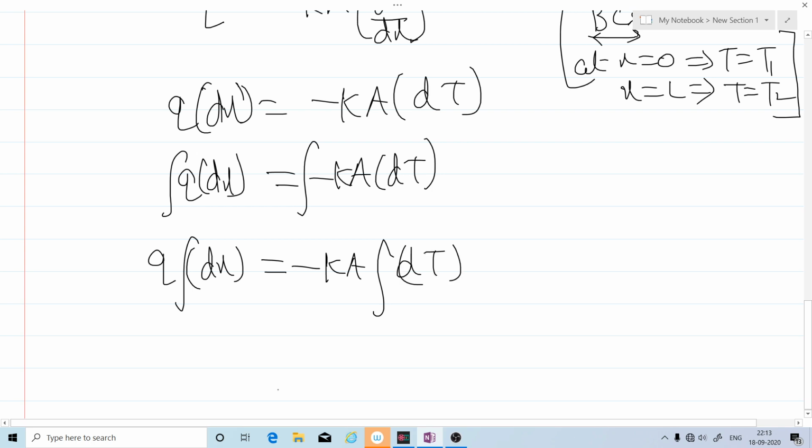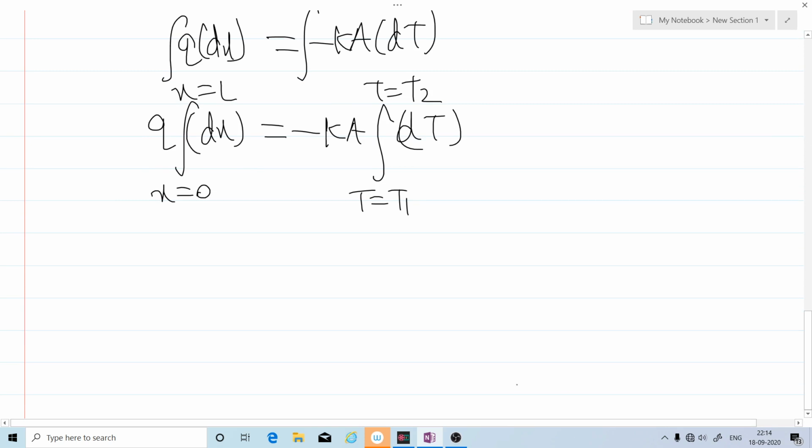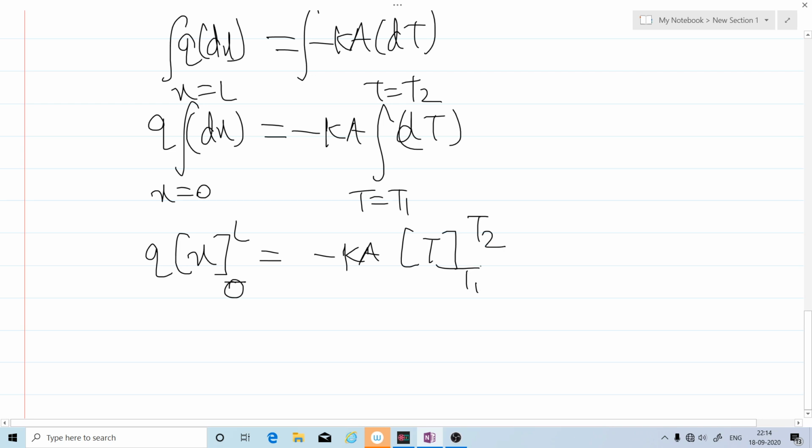Now, looking at the boundary conditions. What are the boundary conditions of x? x is varying from x equals 0 to x equals L. Similarly, for temperature, temperature is varying from T1 to T2. Now, integrating this dx will give x, with lower limit 0 and upper limit L. Similarly, minus Ka we will write as it is, and the integration of dt is t, with lower limit T1 and upper limit T2.